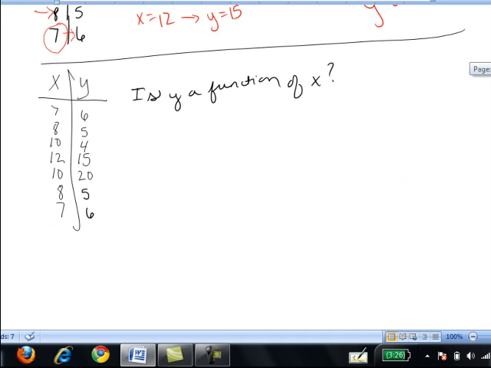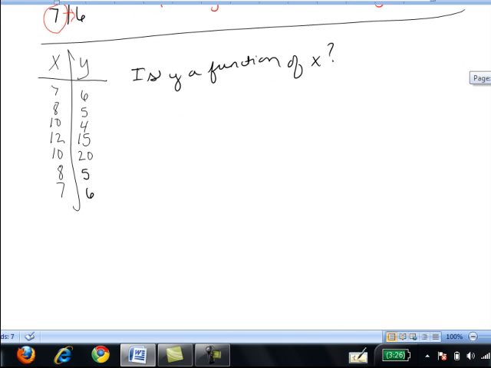In the next example, again, we're given an input-output table. We're inputting x, we're outputting y. And again, we want to know, is y a function of x? Again, notice in the table, when x equals 7, it maps to y equals 6. And we see that again down here. When x equals 7, y equals 6. And in the table, when x equals 8, y equals 5. And again, it's repeated down here. When x equals 8, y equals 5.